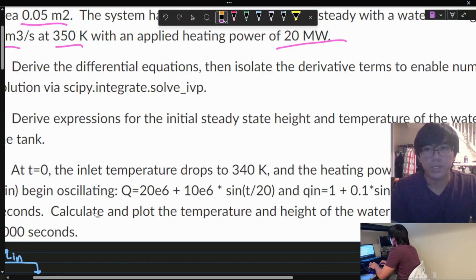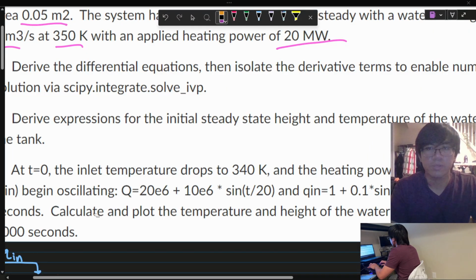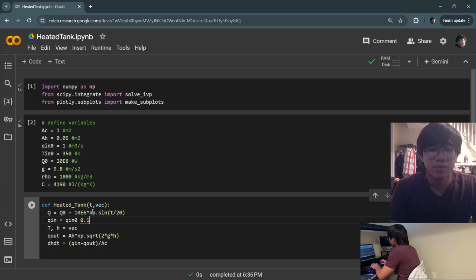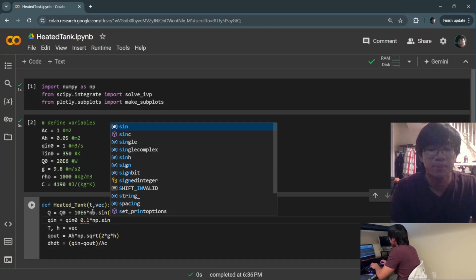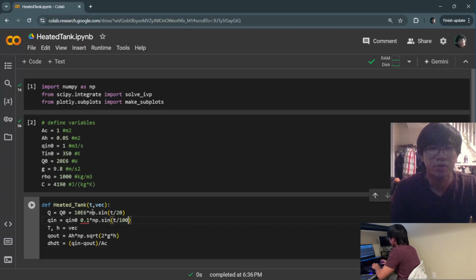It looks like it's pretty similar for our Q in that's changing. We have our Q in initial, and now 0.1 times sine of t, with frequency relating to t over 100.